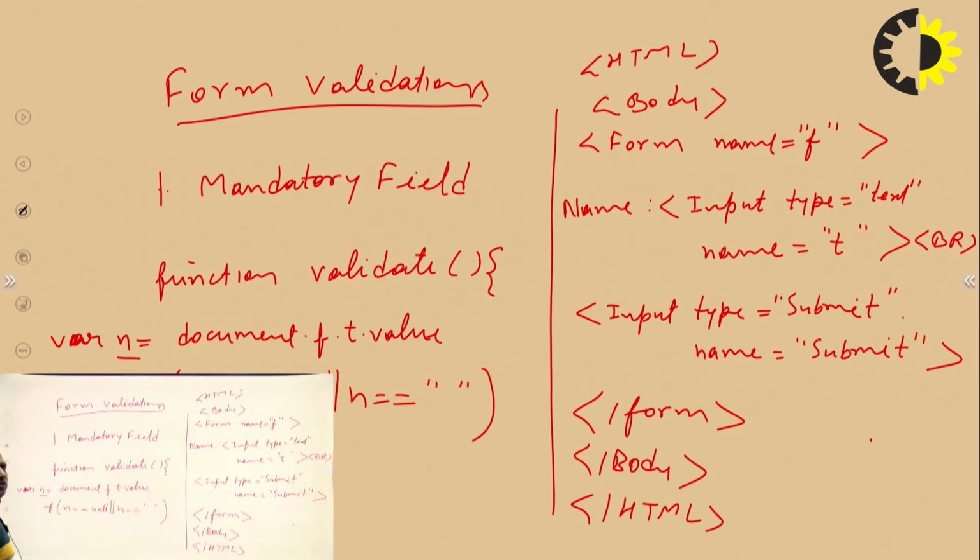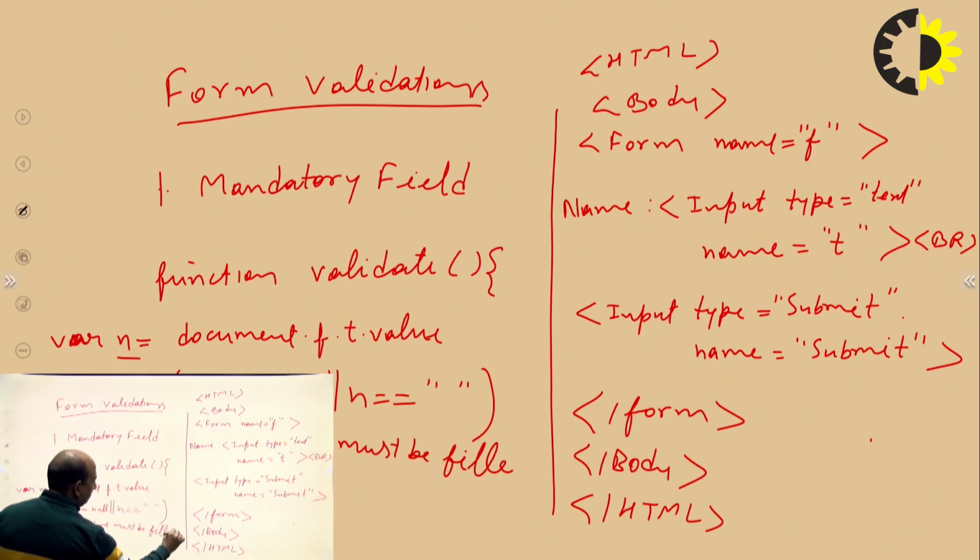If this value is blank, then the alert box may be used. Alert: name must be filled. I am prompting an alert message by using this alert function, "Name must be filled." And return false means the pointer will move back to that text field.